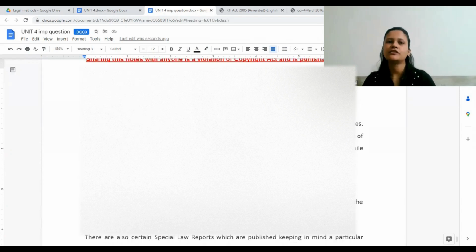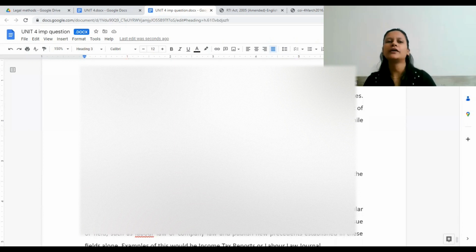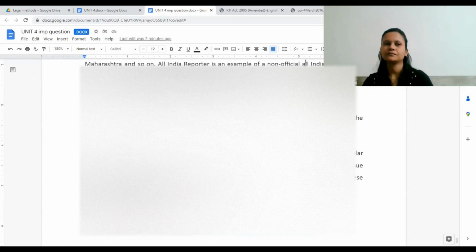Okay, on the basis of geographical context, we have All India Reports. So these reports, official or non-official, accumulate and publish precedents from across the states. Such reports will contain precedents set by the Supreme Court, High Court of Madras or High Court of Maharashtra and so on. All India Reports we see for different places also. All India Reporter is an example of a non-official report, while Indian Law Reports would be an example of official law reports. So All India Reporter would be the non-official one covering all the different courts, but Indian Law Reports is the official one publishing the cases of the Supreme Court.